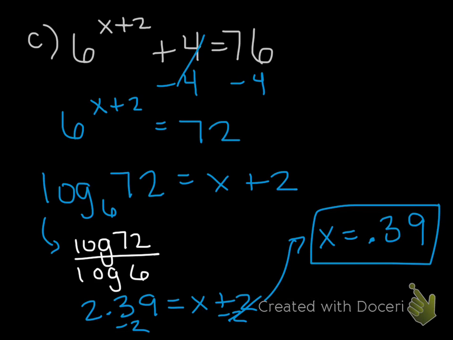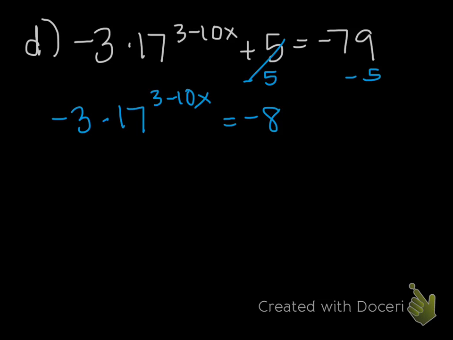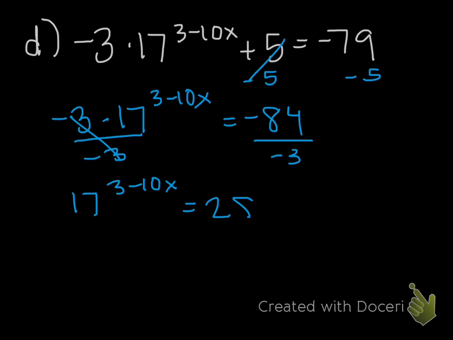Letter D would be an example of the most challenging one you could potentially see, but again, I hope you don't feel like this section is that challenging. So we're going to start by subtracting 5 to both sides. I'll have negative 3 times 17 raised to the 3 minus 10x equals negative 84. In your next step, we're going to divide both sides by negative 3 to get my base by itself. So I have 17 raised to the 3 minus 10x equals 28.